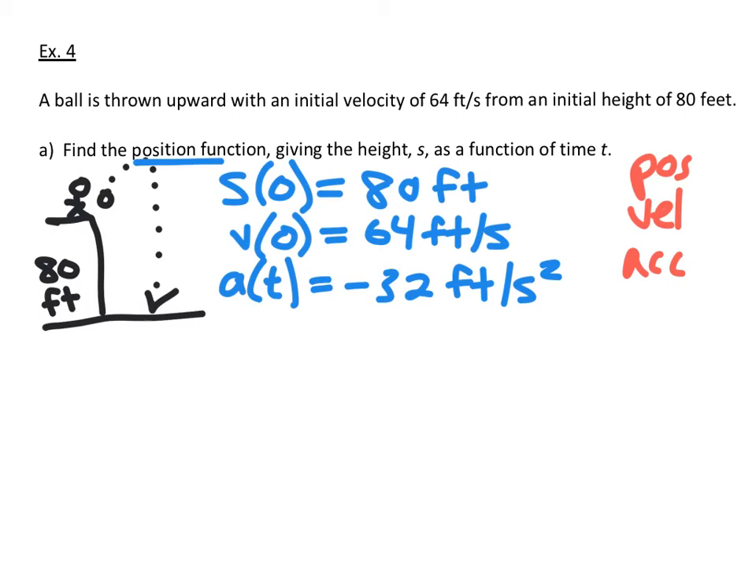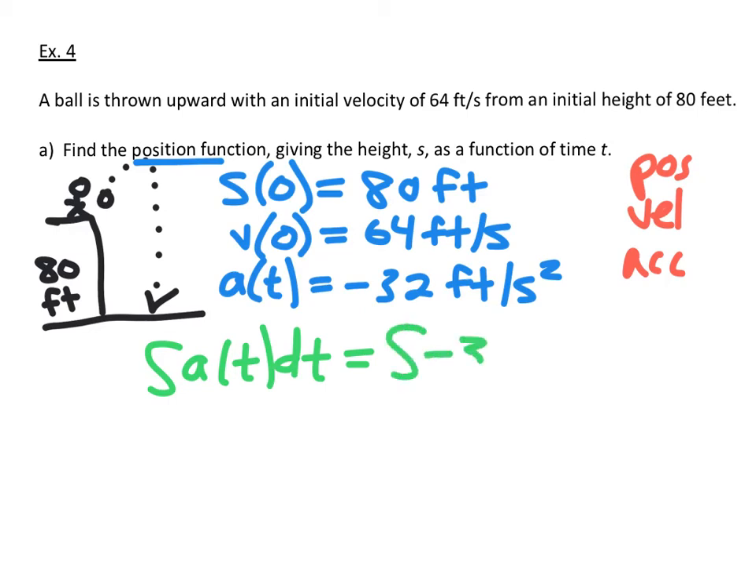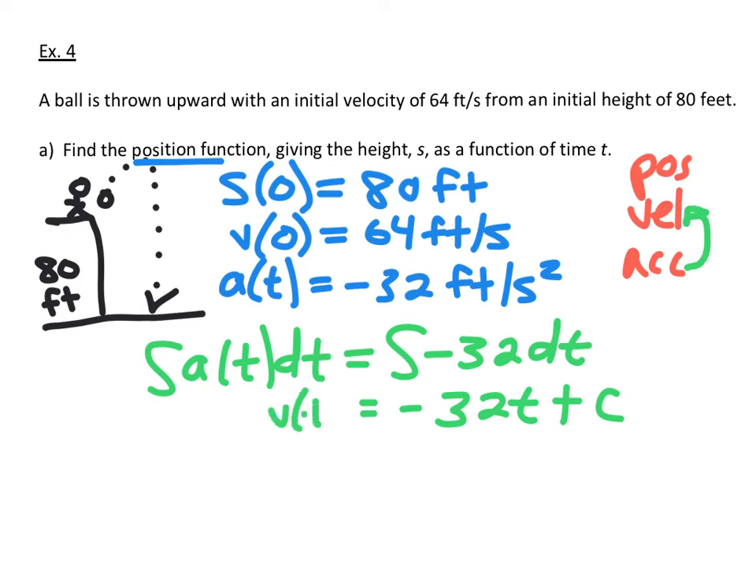So if I start off with the antiderivative of acceleration in relation to time, so I have to write dt, that's going to be the integral of negative 32 dt. Well, that just goes back to negative 32t plus c. And so when I take the antiderivative of acceleration, I worked backwards a step, and now I'm at velocity.